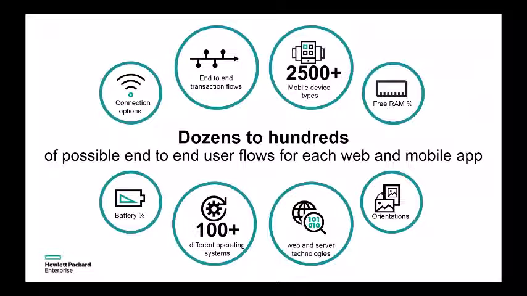There are dozens to hundreds of possible user flows for every application. There are over 2,500 mobile device types. There's end-to-end transaction flows and web and server technologies to consider. How do they measure transaction flows from the first click on the app, to the network request, to the line of code, to the exception? How do you correlate these user actions to problems with that web server or application server? And who has time to test or monitor for all of these permutations?